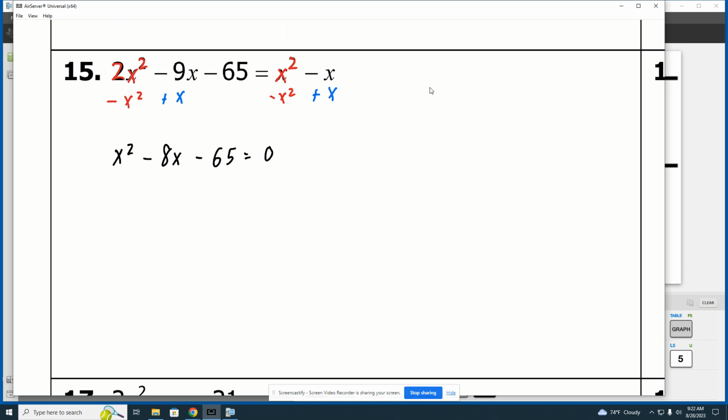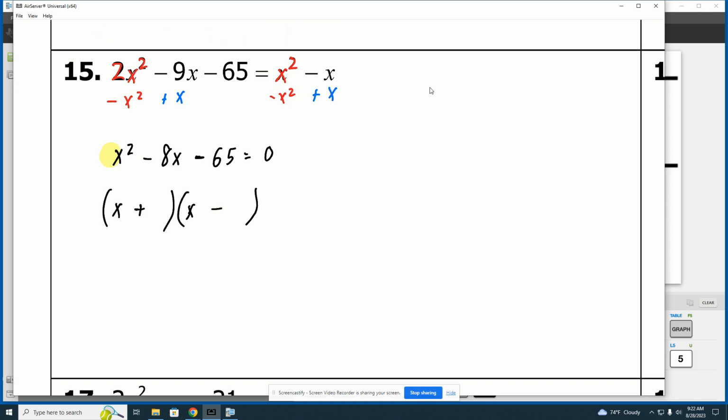Alright? Now, next. Is there a GCF? No. Nope, it's a trinomial, and my a value is 1, the easy factor. What multiplies by itself to get x squared? x times x. What multiplies to get a negative?